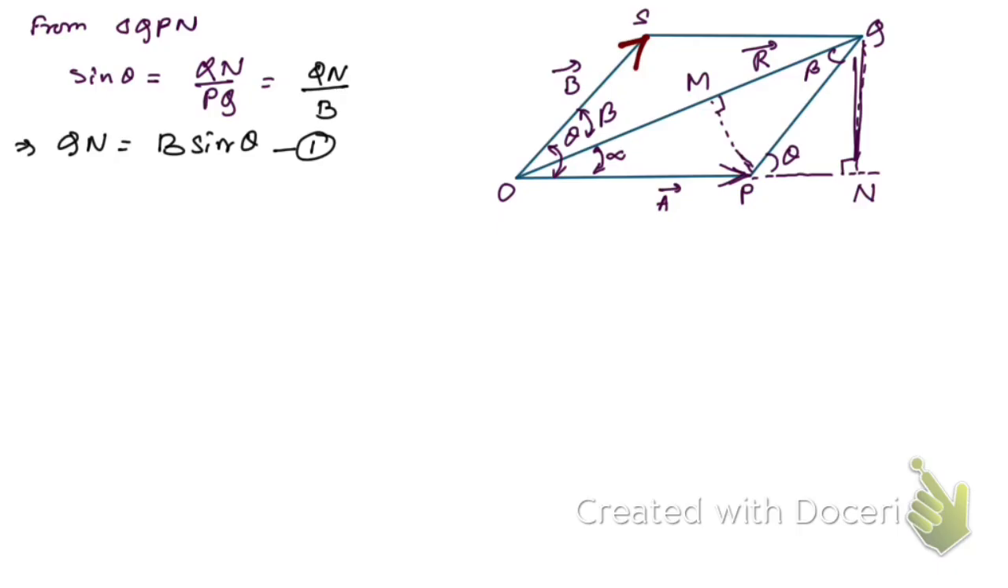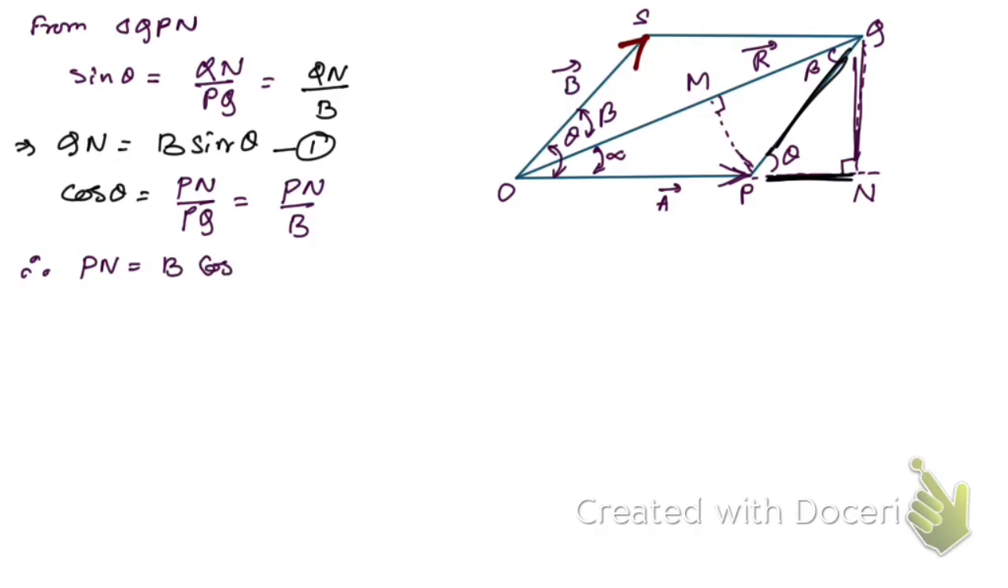And similarly, from the same triangle, if we find cos theta, then we're going to get cos theta is base by hypotenuse, so PN by PQ. This is base, this is hypotenuse, right? Hope you have understood this. Again, PQ is replaced by B, so PN by B. Therefore, we get PN is equal to B cos theta. This is, suppose, equation number 2.